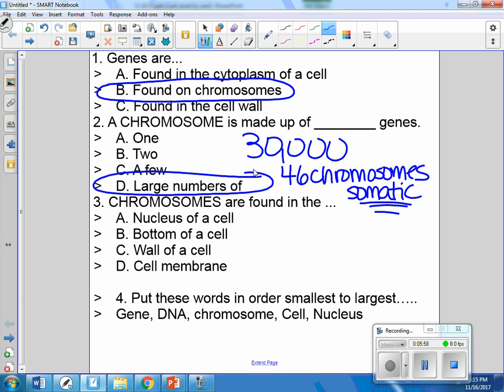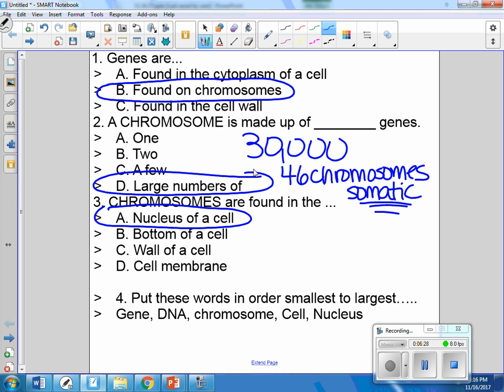All right. Where do we find these chromosomes, Ariana? Chromosomes are found where? Say it a little louder. We find them in the nucleus. All 46 are in the nucleus of a cell. So please put these words in order from smallest to largest.